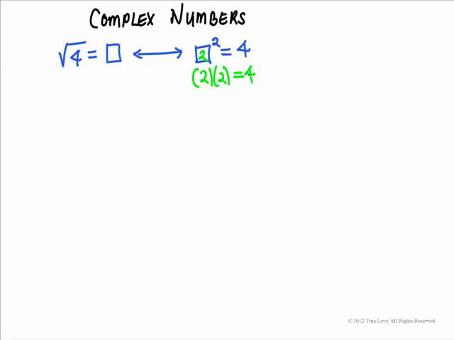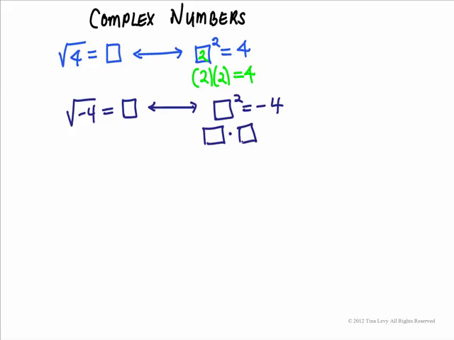One of the things we realized is if I said square root of negative 4 and I wanted to see what that was, I look at the equivalent sentence, which is box squared has to equal negative 4. So that means box times box must equal negative 4. We can't get the same number times itself to equal a negative, because a positive times a positive would be a positive, and a negative times a negative would be a positive. So we would say this is not a real number.